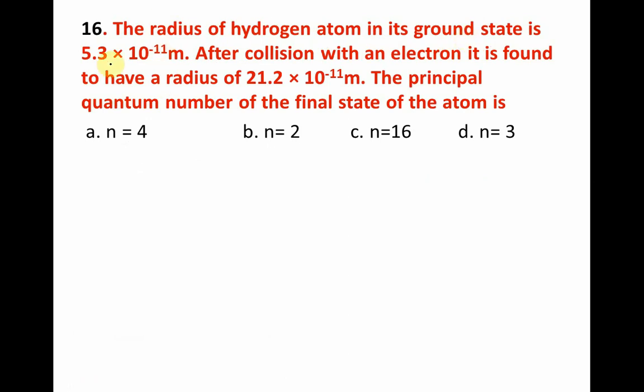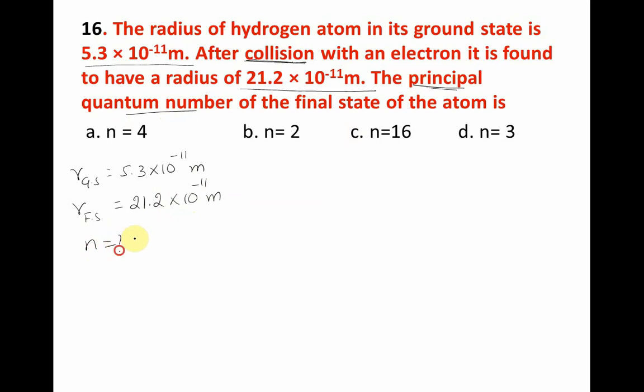The radius of hydrogen atom in its ground state is given as 5.3 × 10^-11 meter. After collision, the electron is found to have a radius of 21.2 × 10^-11 meter in the final state. What is the principal quantum number? You need to calculate the value of n.